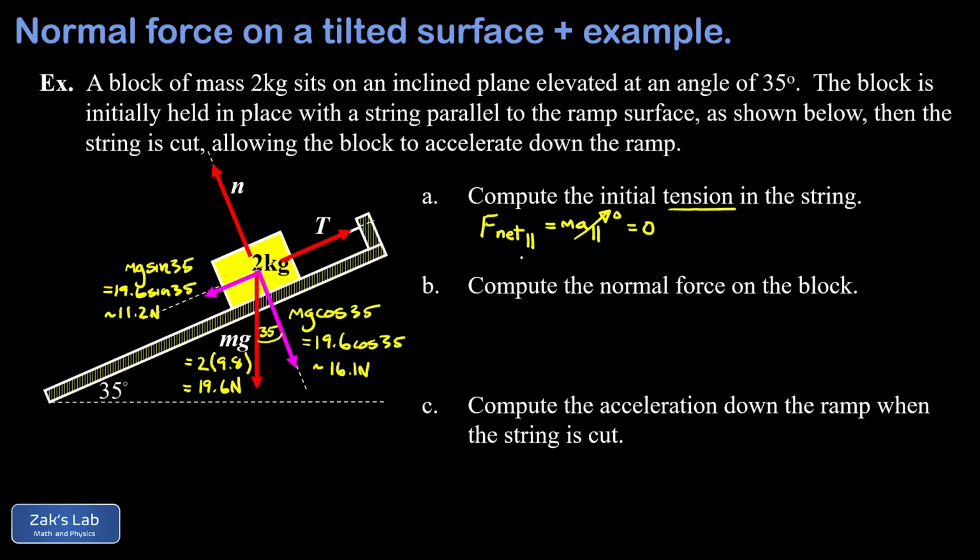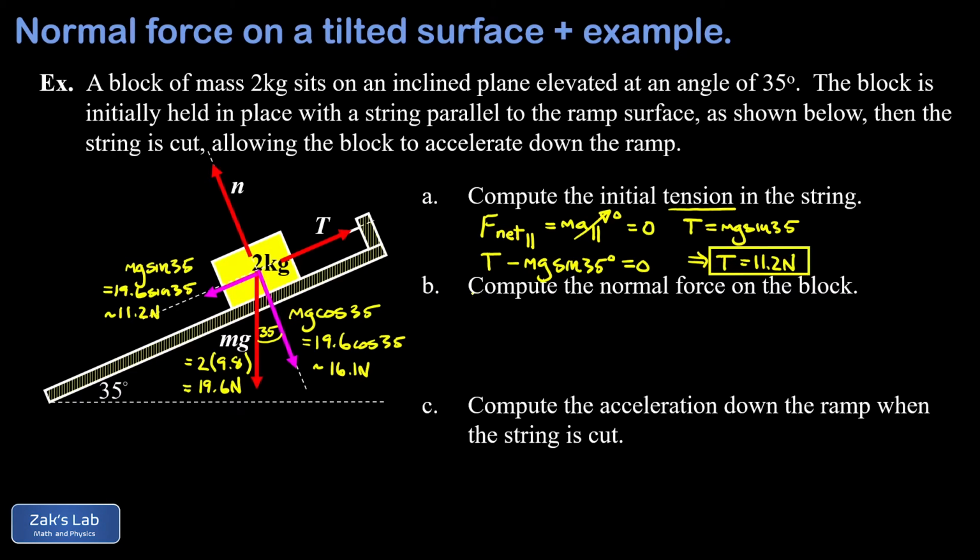So if I write in my sum of forces, that's T as a positive quantity, and then minus mg sine of theta, or sine of 35, because it points down the ramp, and that has to be equal to 0. This means that T is equal to mg sine theta, or mg sine 35, which we already computed, so T is 11.2 newtons, guaranteeing that that block doesn't slide up or down the ramp.